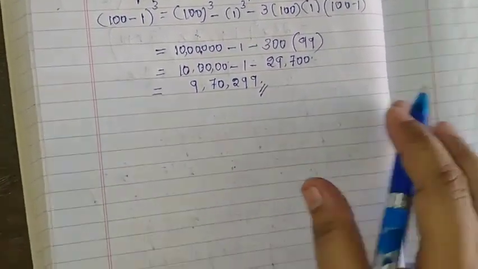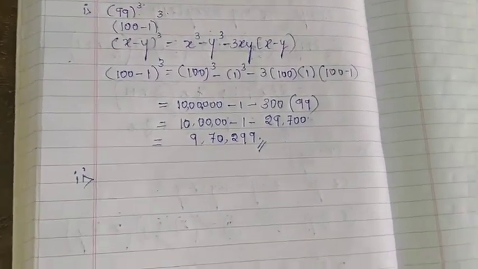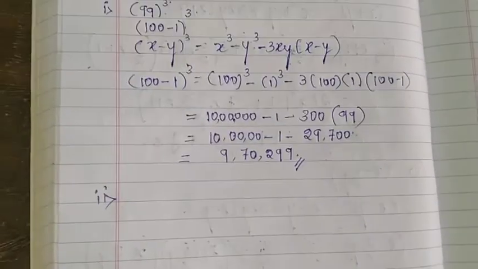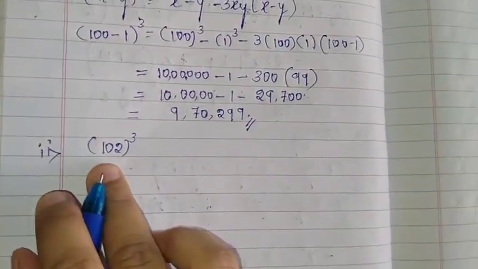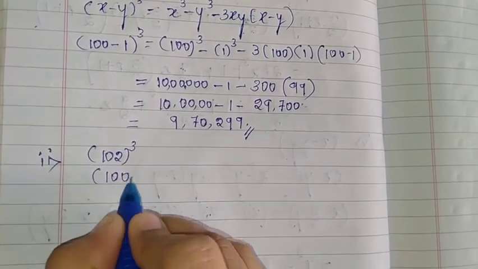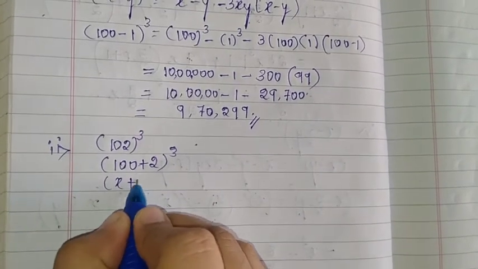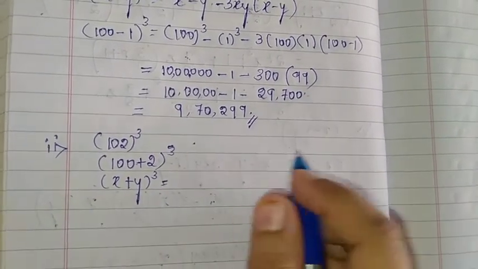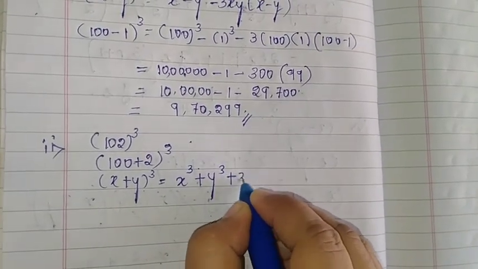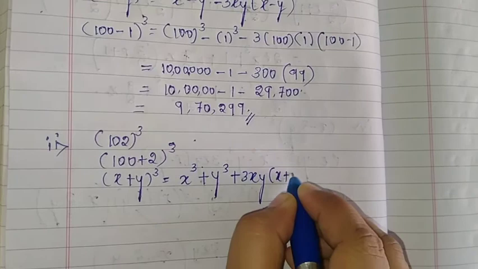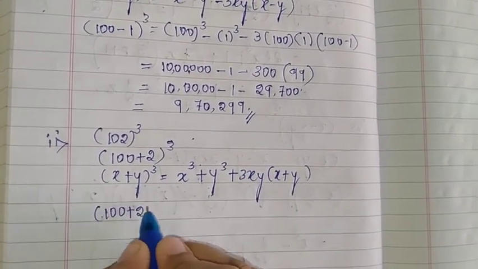Okay, so the next thing is what here? Next question, we'll see 102 the whole cube. Okay, so you can see here 102 the whole cube. So 102 can be written as (100 plus 2) the whole cube. Okay, so this is in the form of now (x plus y) the whole cube identity. So this can be written as x cube plus y cube plus 3xy into (x plus y).